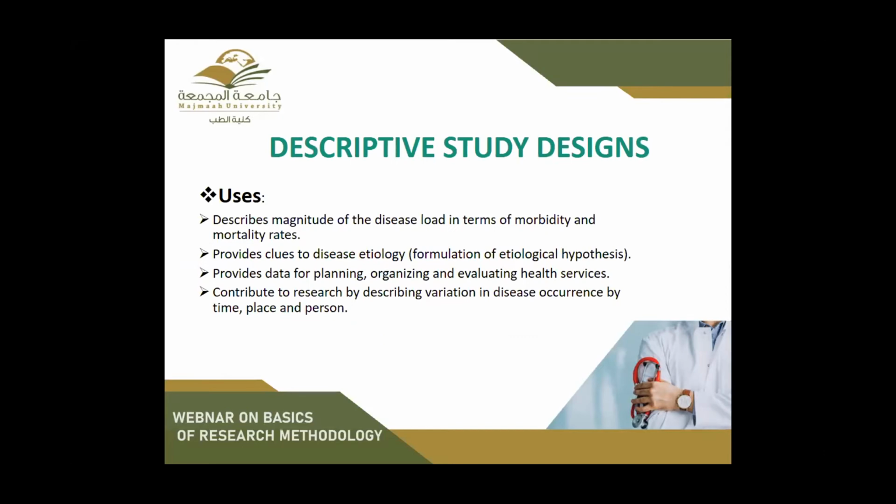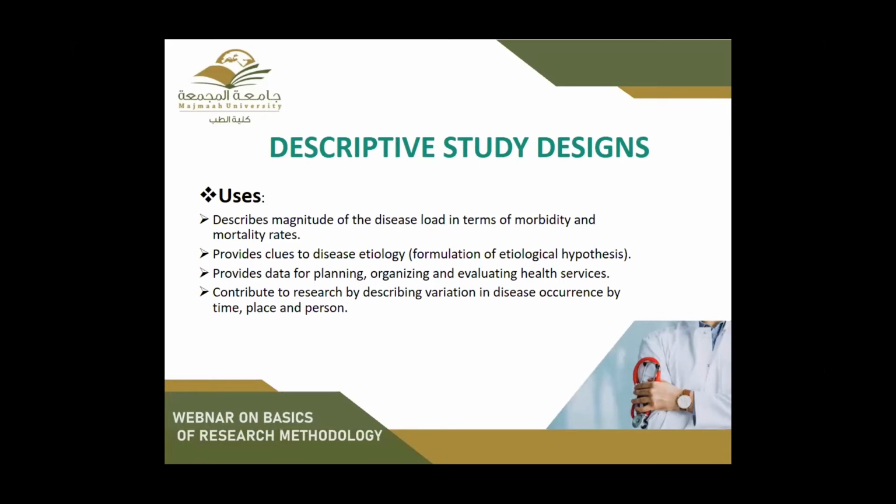So observational studies are of two types. The first type is called descriptive, where we use description. It describes the magnitude of the disease load in terms of morbidity and mortality. For example, in COVID-19, till now in the world, there are more than 100 million cases, and the deaths are, this is description, okay? And this is according to observation. We just calculate how many got the disease and how many died, and from this we get information, and this is called description of the magnitude of the disease.